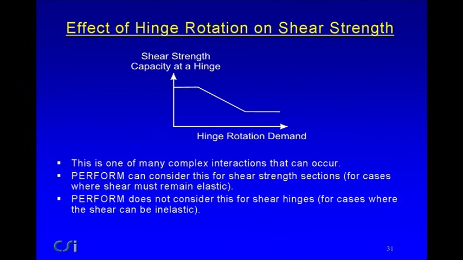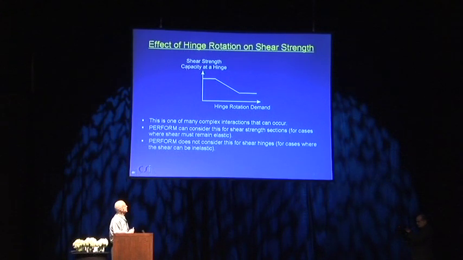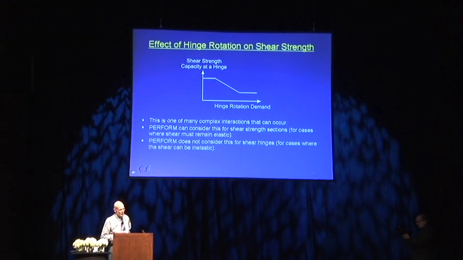There's a complication, which is that the larger the hinge rotation, the smaller the shear strength. And again, I think you can see this intuitively. If you have a rotation at a hinge, it's going to degrade the shear strength. And it tends to look something like this. This is your shear strength capacity versus the hinge rotation demand. It's one of many complex interactions that can occur. It's one of the biggest complications in nonlinear behavior, these interactions.